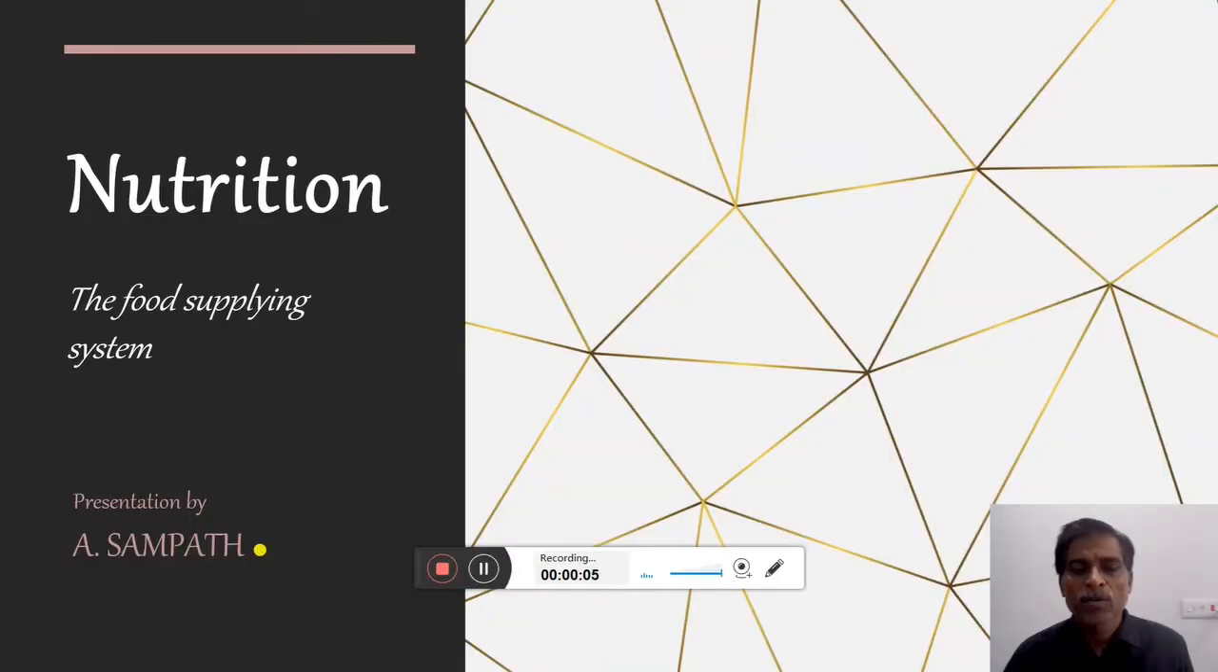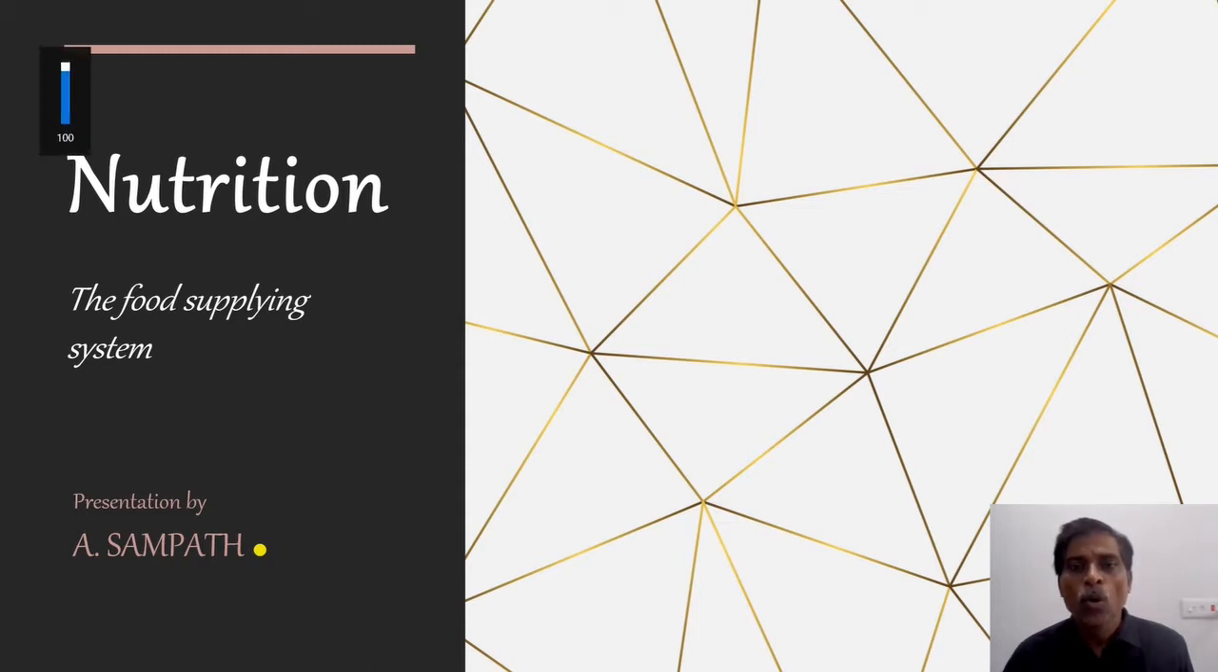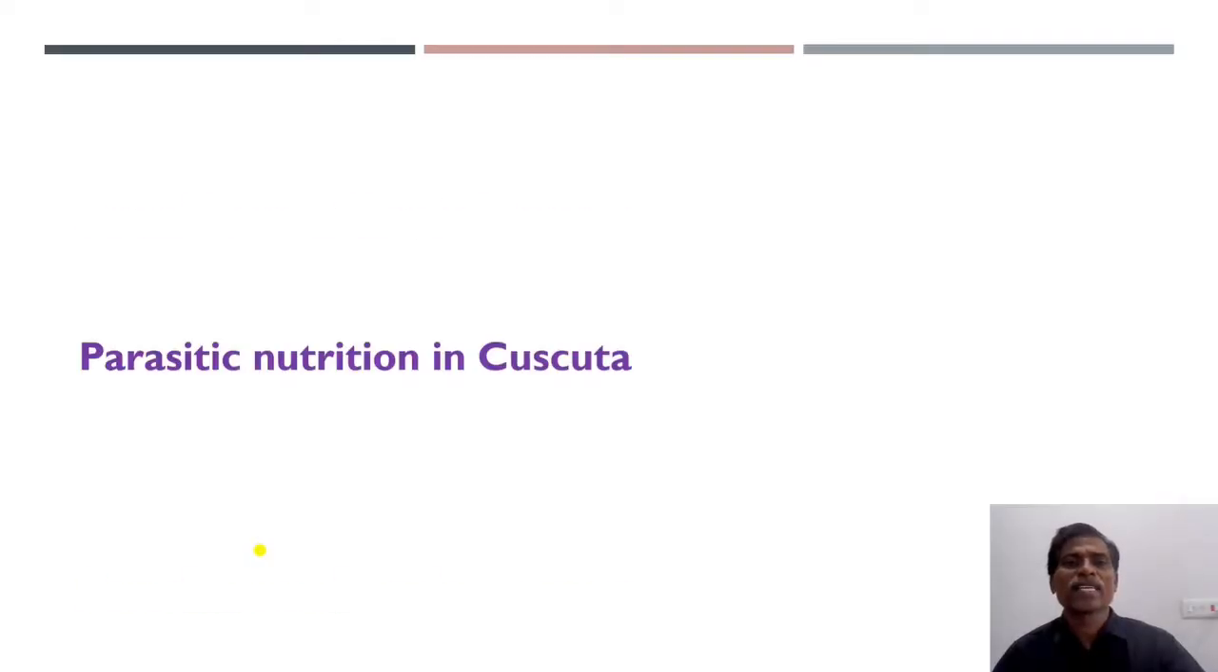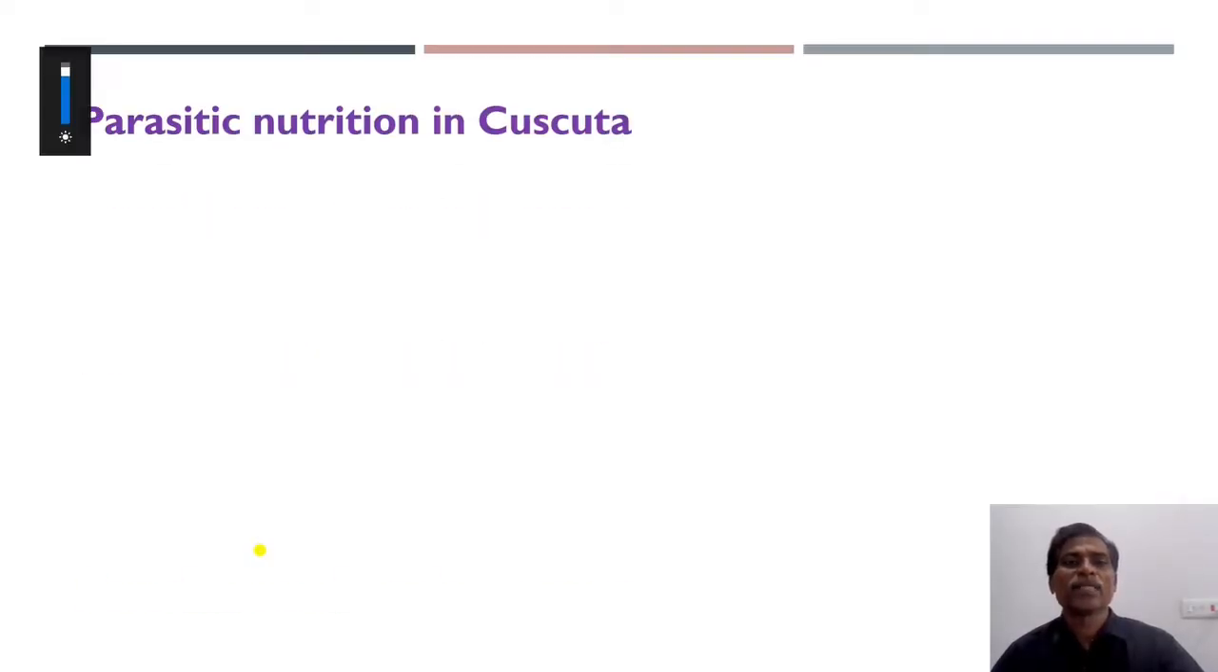Today, we discuss the parasitic nutrition in Dodder plant, holozoic nutrition in Amoeba, and holozoic nutrition in Paramecium. Now, we discuss the parasitic nutrition in Dodder plant.